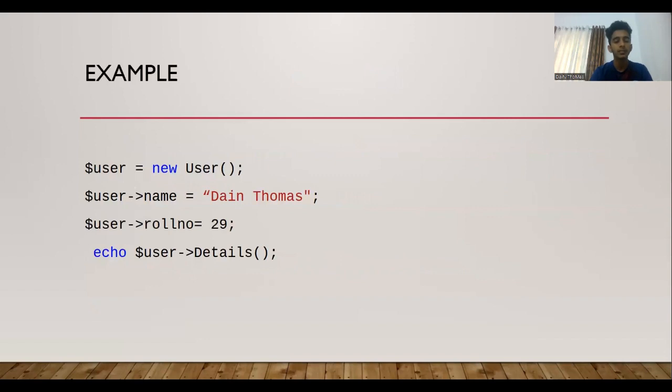This is an example showing an object creation. $user equal to new user. This is a statement which creates a new object. $user is the name of the object, and this object can be used to access all the variables and functions of the class user.